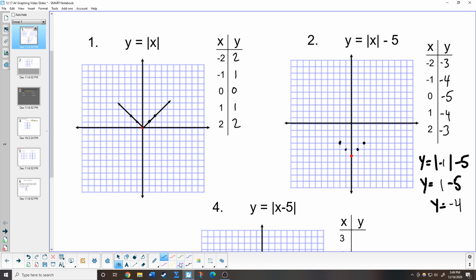Now, the reason that I graphed that middle point with a red point is because this is called our vertex. The point in which our two lines intersect and meet is called the vertex. And that's going to be very important, especially as we talk about our other method for graphing these, which we'll do in a short bit. So this is what our graph will end up looking like.